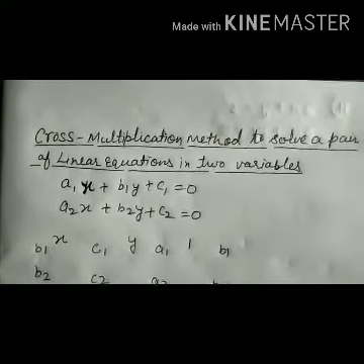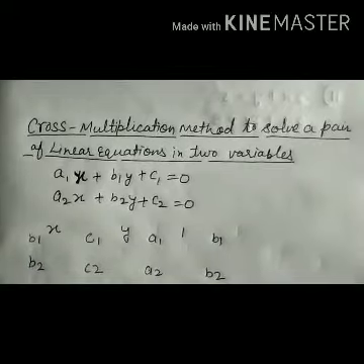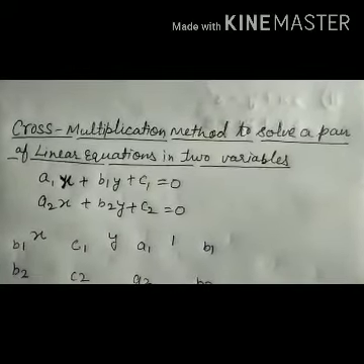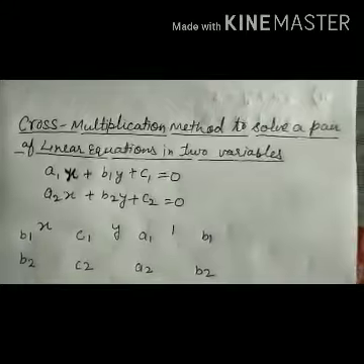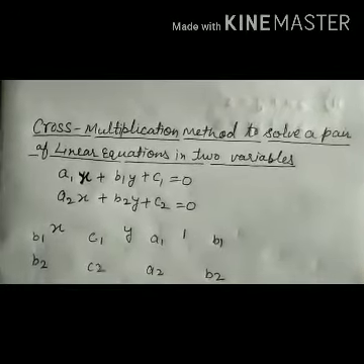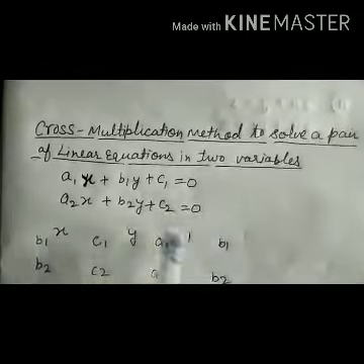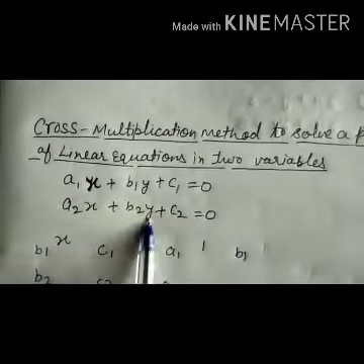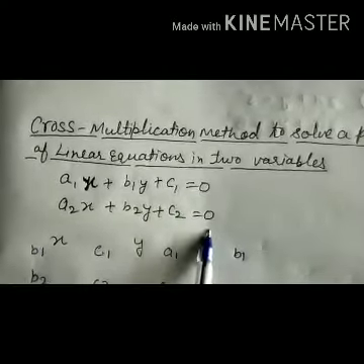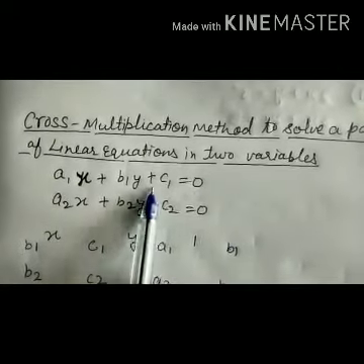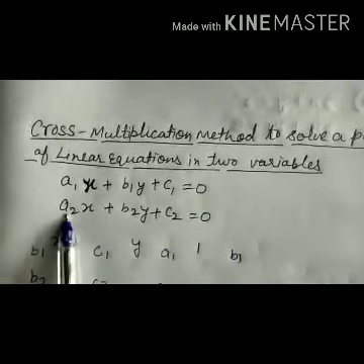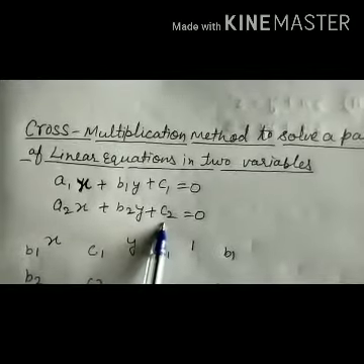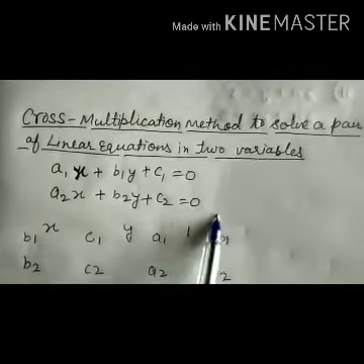Welcome to maths class. Students, today we will learn the cross multiplication method to solve a pair of linear equations in two variables. You can see here we have a pair of linear equations in two variables: a1x plus b1y plus c1 is equal to 0 and a2x plus b2y plus c2 is equal to 0. These are the standard equations.